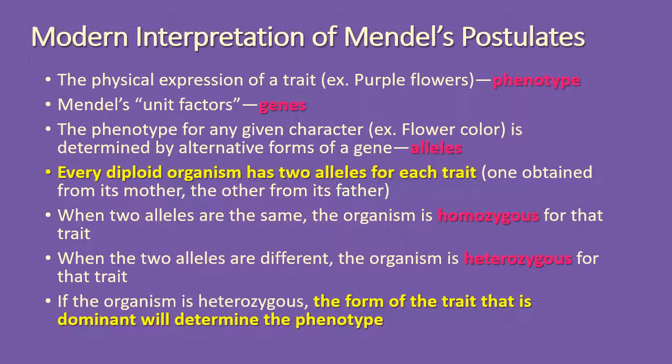And if the organism is heterozygous, then the form of that trait, the phenotype of that trait, is based on which allele is dominant. So for example, in the tall and the dwarf plants, the tall allele is dominant over the dwarf allele, so a heterozygous plant will appear tall.